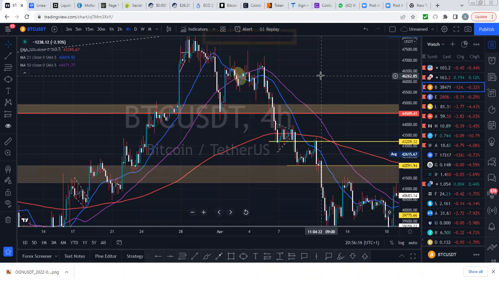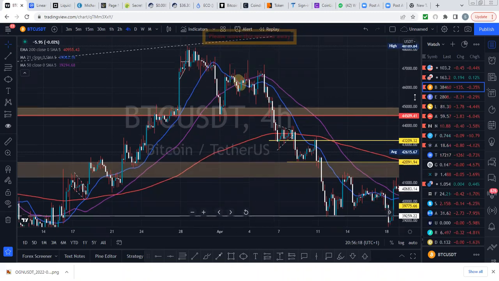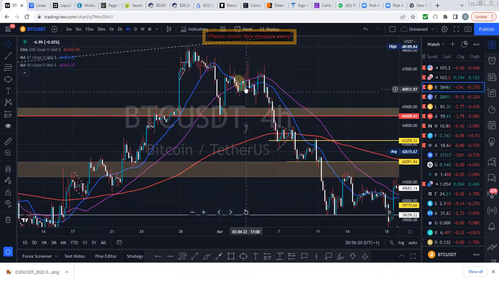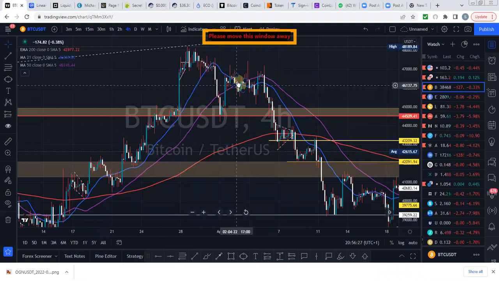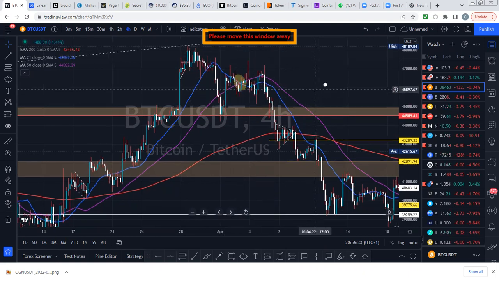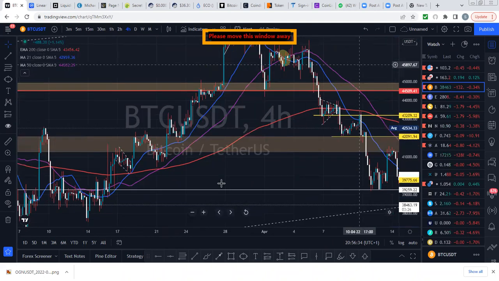So this is the type of cross that we are talking about. You see this one? This signifies a change of trend from uptrend to downtrend. This dead cross you are seeing here. Then look at this one.